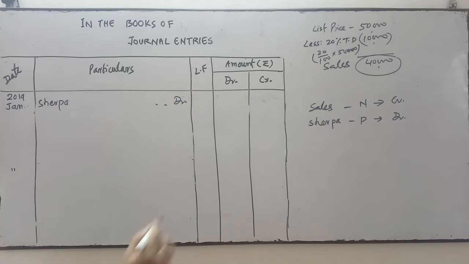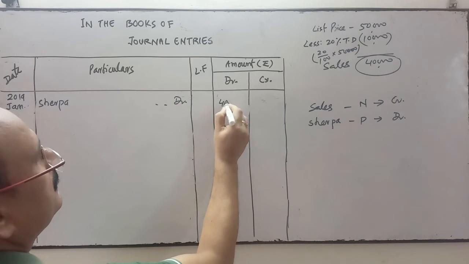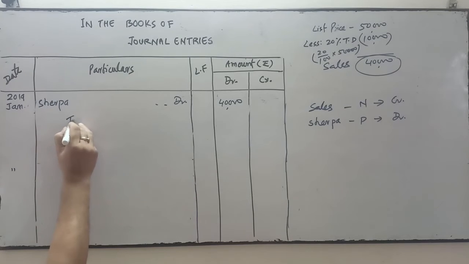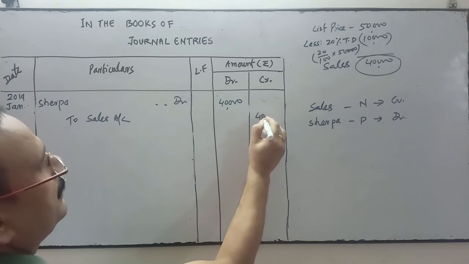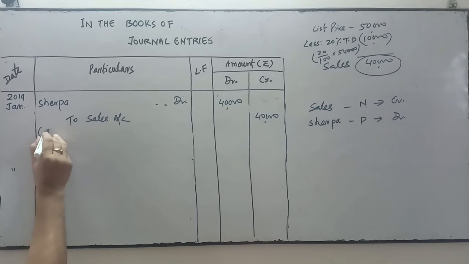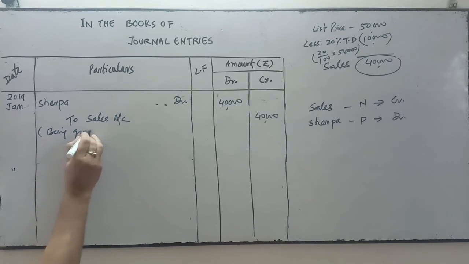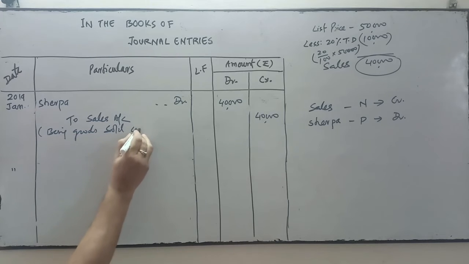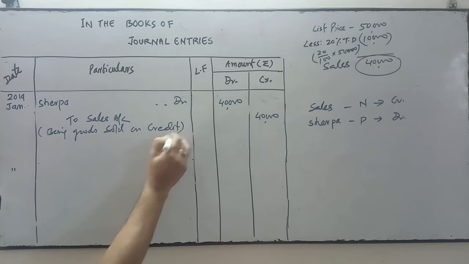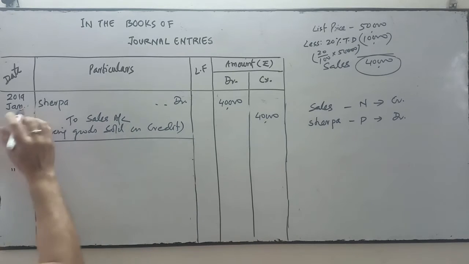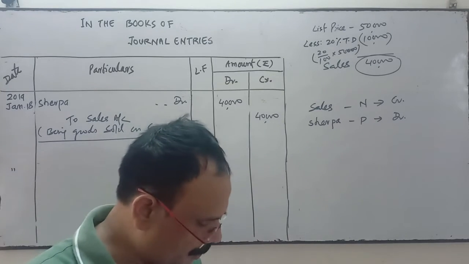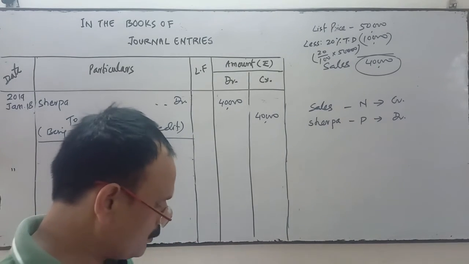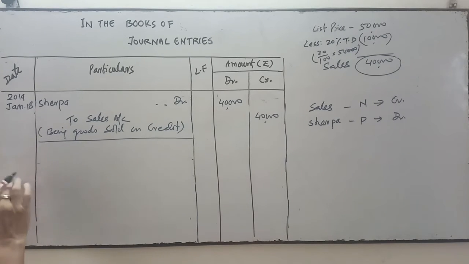Okay, with which amount? 40,000. And whose account will be credited? Sales account will be credited because sales is the income. Sales account credit with 40,000. Narration will be very simple, being goods sold on credit. Here the goods is sold on credit on January 18, because the amount we have received on January 23rd. So we'll do that entry on January 23rd.